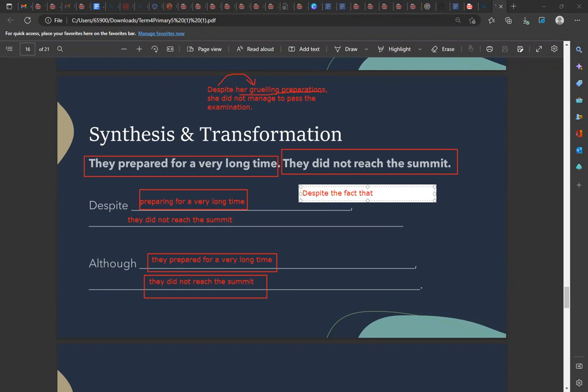This is not accepted in some schools, even though it is accepted in the PSLE examinations. So the possible answer would be, despite the fact that they prepared for a very long time, they did not reach the summit. So this is some sort of a cheat in some way, because there is no need for you to rephrase. They prepared for a very long time is lifted. So despite the fact that they prepared for a very long time, they did not reach the summit.